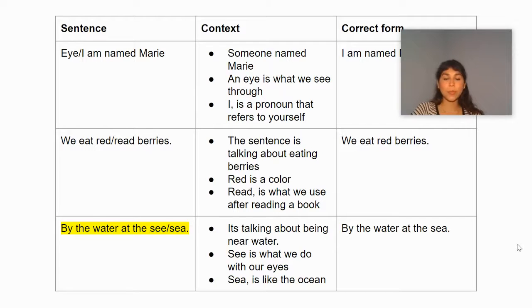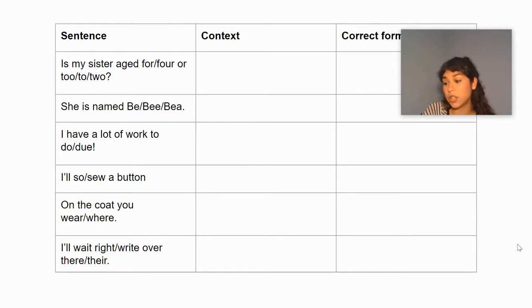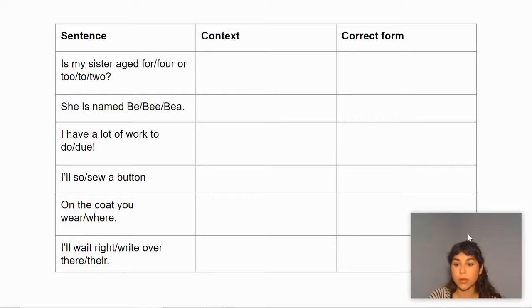Good job. Okay, now that we did this together, and you've all done such a great job at telling me the context of the sentences, I want to see how good you are at determining the correct homophone to use. So, like we just did together, I want you to do by yourself. You are going to find the context of the sentence and of the words and then write the correct words that belong here in this third column.